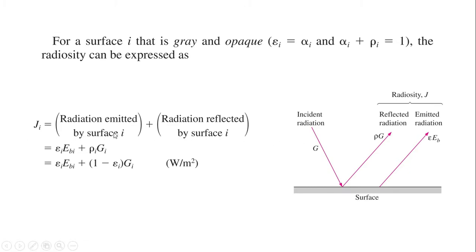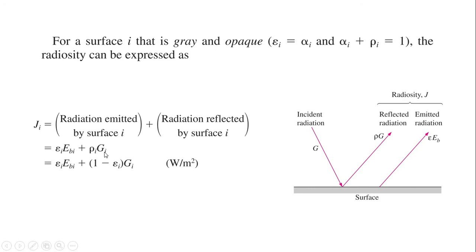So this is the formula for the radiosity. J_i is equal to the radiation emitted by the surface plus the radiation reflected by the surface. So we have to take into account the reflected part as well as the emitted part. The radiation emitted by the surface can be represented by the emissivity epsilon multiplied by the emissive power, plus the radiation reflected by the particular surface i, which is represented by the reflectivity multiplied by the incident flux.